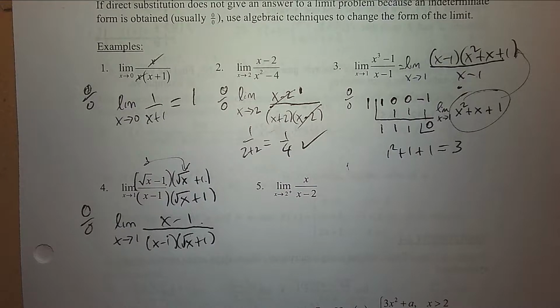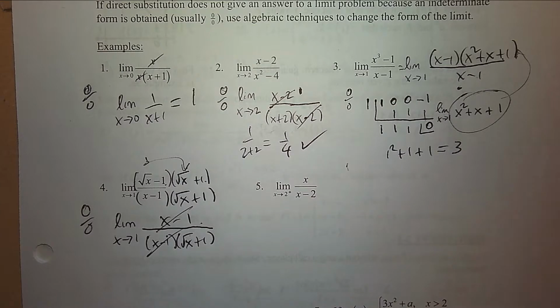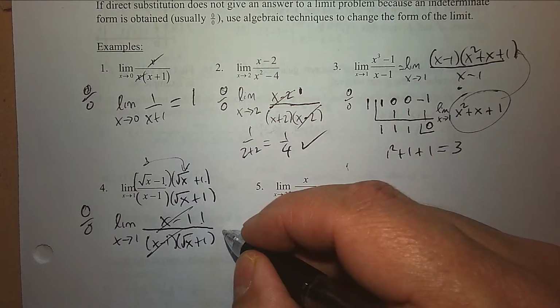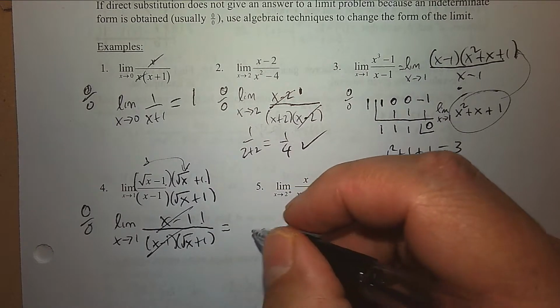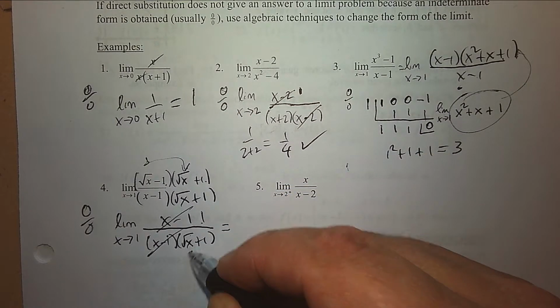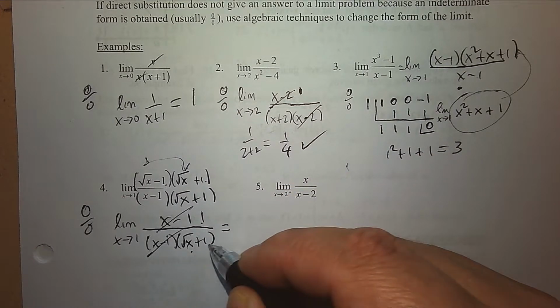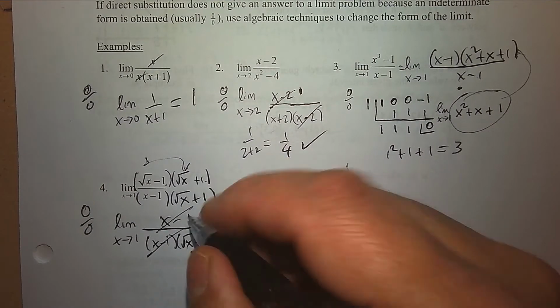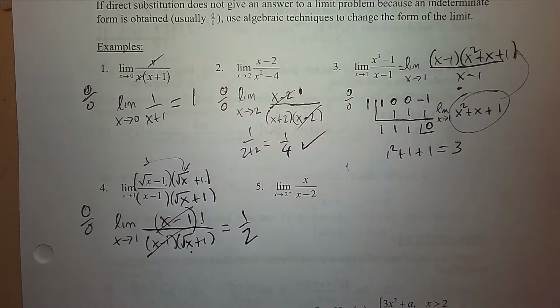Make it simpler. Do you see what happens to the x minus 1s? And what's left in the numerator? Now you can substitute in. And what are you going to plug in? 1. What is the square root of 1? Plus 1. So altogether, what is that? So, number 5.